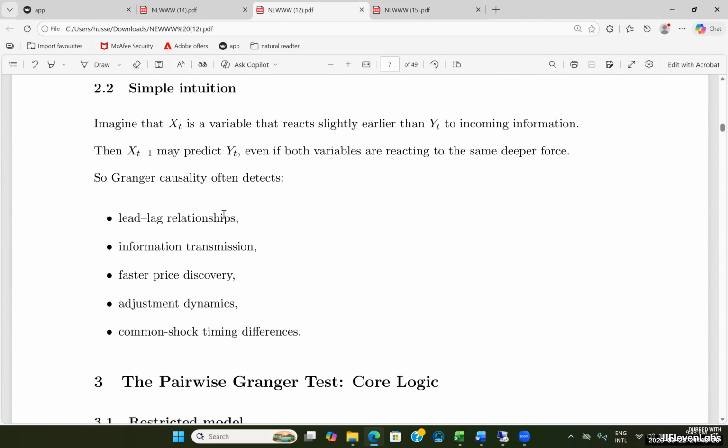So, for example, let's consider a scenario where x represents a variable that consistently responds a little bit sooner than y when new information arrives. In such a case, it's plausible that x could effectively predict the behavior of y. It's entirely possible that both variables might actually be endogenous, meaning they could be responding or reacting to a single, more profound underlying force. For example, let's consider two distinct stocks operating within the same industry. However, it's quite clear that one of these particular stocks receives significantly more attention and coverage from a larger number of financial analysts than the other investment option.